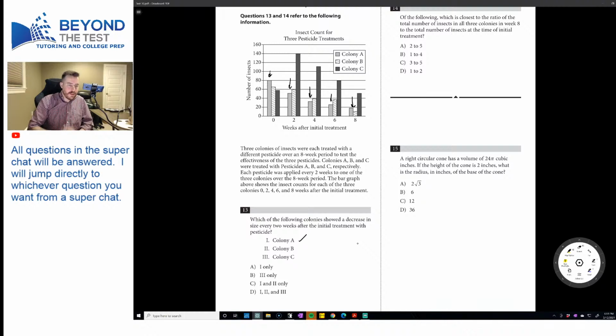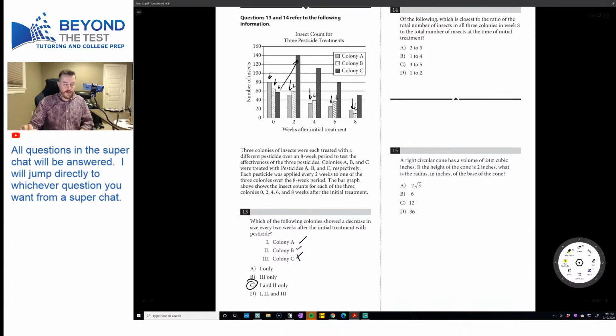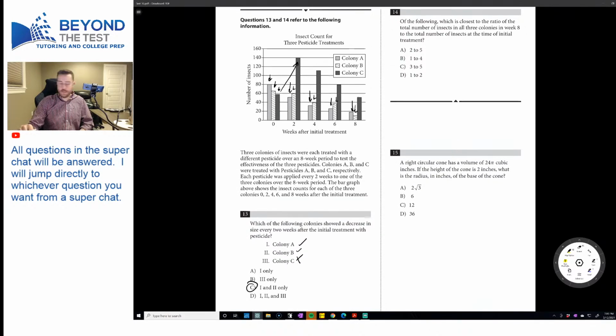Okay, then let's go ahead and look at colony B. So it starts up here, goes down, goes down, goes down further, and that goes down further. Yeah, colony B also goes down. How about colony C? Well, it's starting at 0 here, that actually shoots up. So colony C does not work here. So it's just going to be 1 and 2 for this. Okay, so that was going to be 13 there, which is choice C.